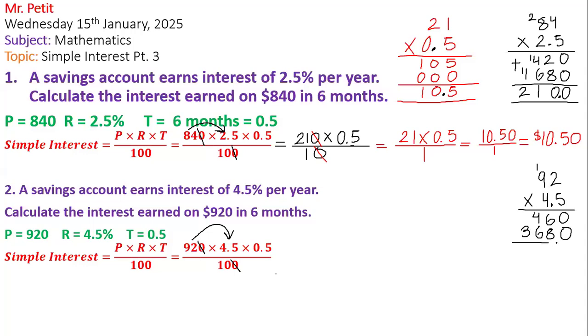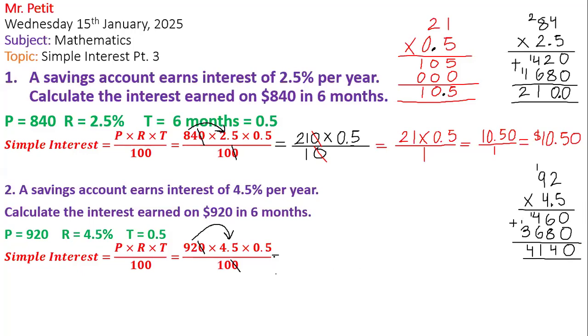And then we add. 0 plus 0 is 0. 6 plus 8 is 14. Put the 4 down. Put the 1 above. 6 plus 4 is 10, plus 1 is 11. 3 plus 1 is 4. I got 4,140. How about y'all?